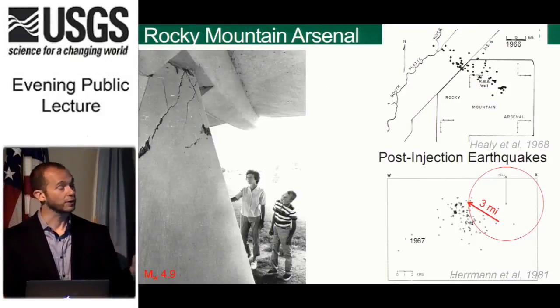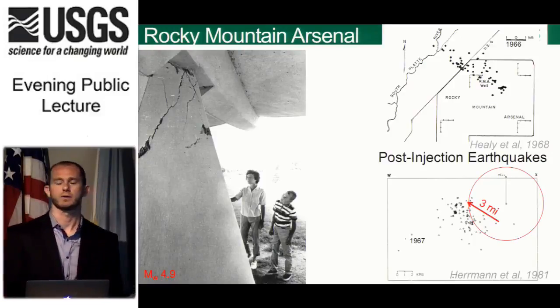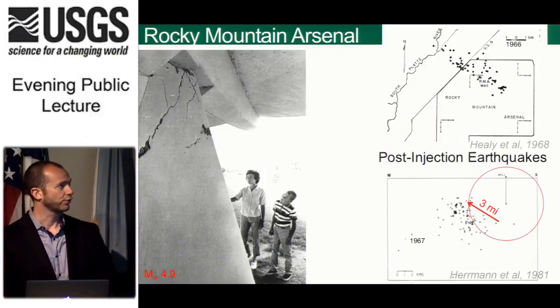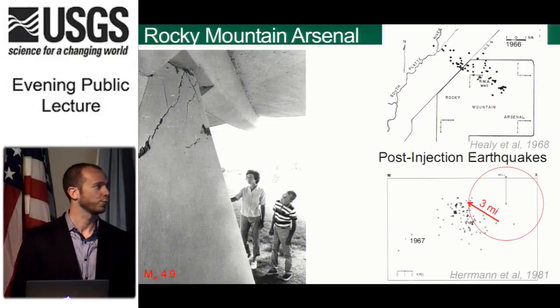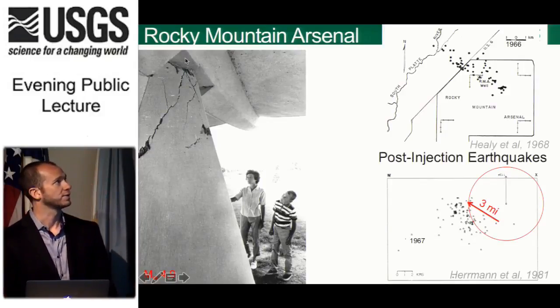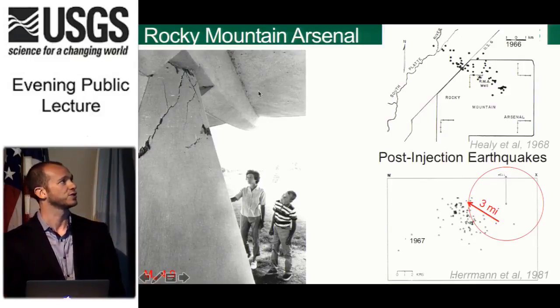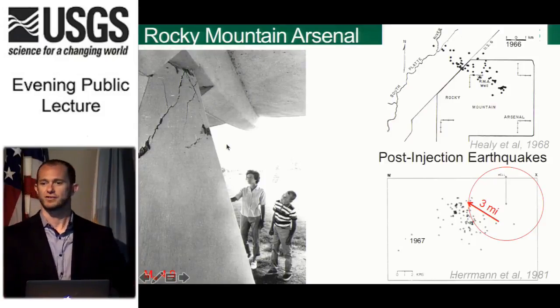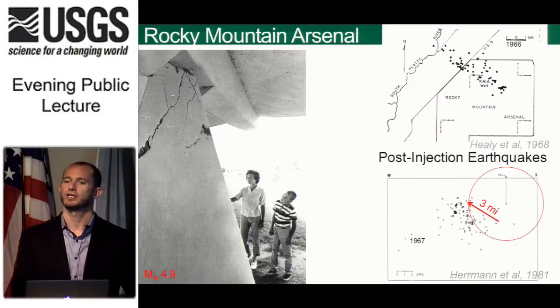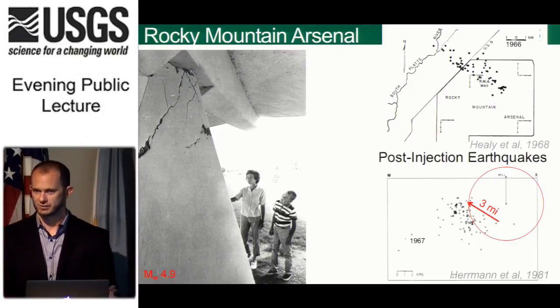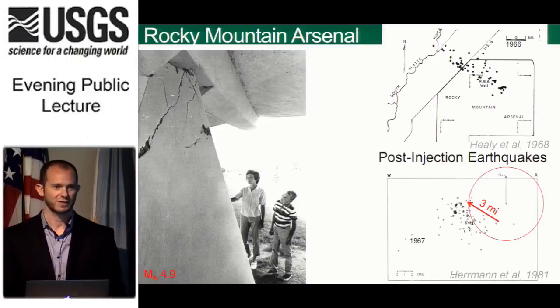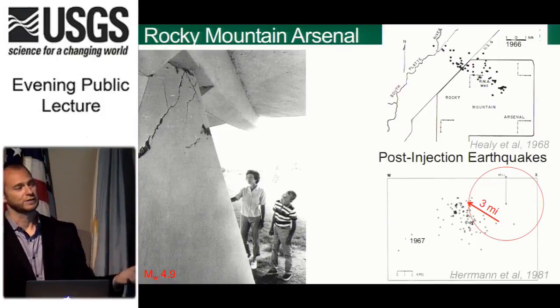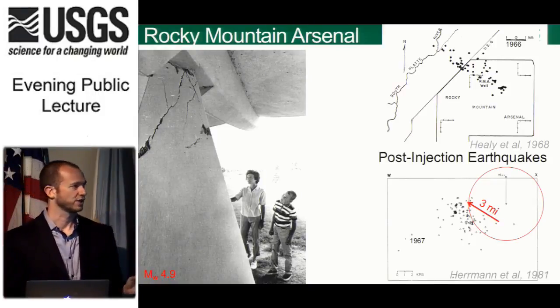A couple important things to take away from the Rocky Mountain Arsenal. First, the largest earthquake we saw associated with it was a magnitude 4.9, and there was some damage associated with it. Here you can see damage to a bridge. But another important takeaway is that this largest earthquake happened over a year after they stopped injection. And so what this tells us is even if you stop injection, it doesn't mean that your hazard has gone away immediately. So this is not a magic bullet by stopping injection.